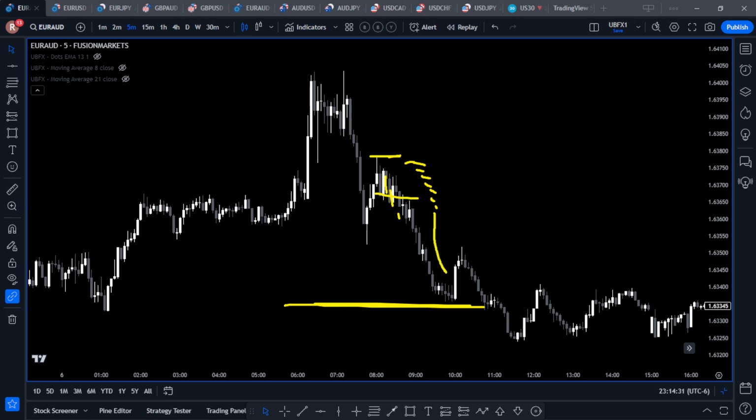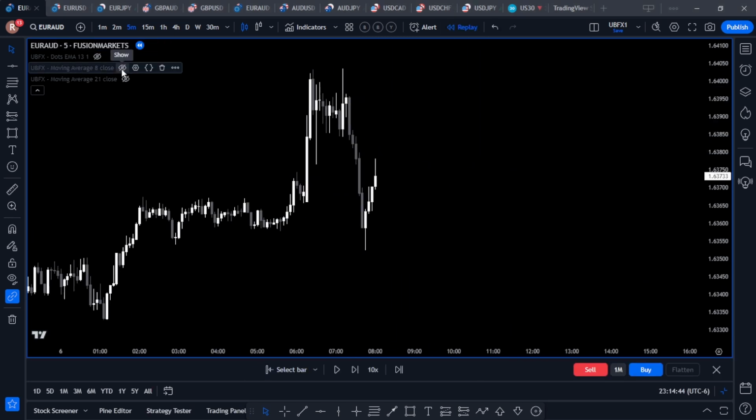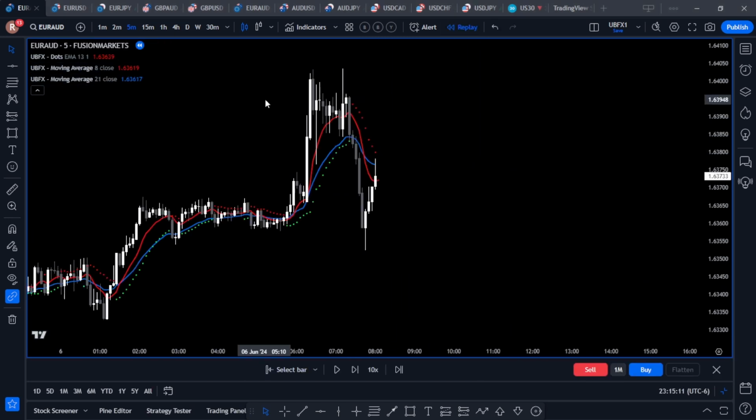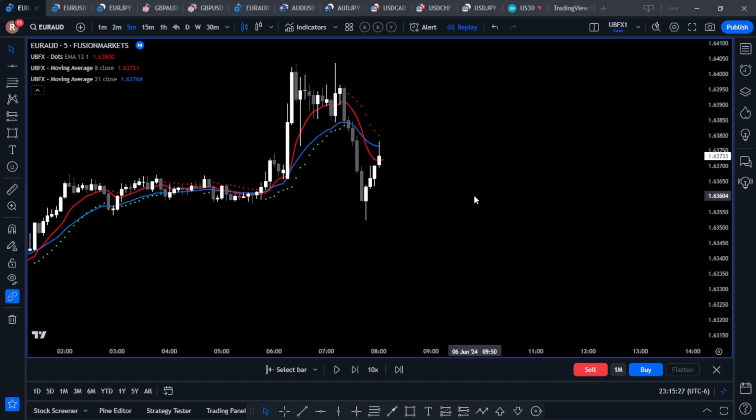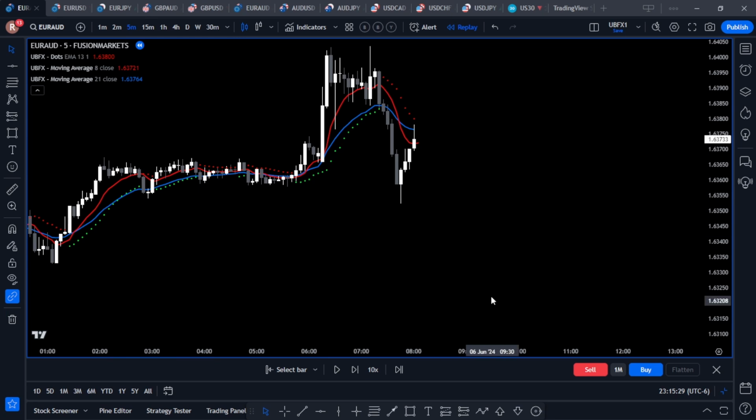Now, I think the best way to demonstrate this is if we look at this on the replay. Setting up the replay, adding the moving averages and the dots. Now, if you're using the dots as your stop loss, there's nothing wrong with that. But when we're looking at a parabolic version of trade management, we want to start fairly wide and then get a little bit narrower.